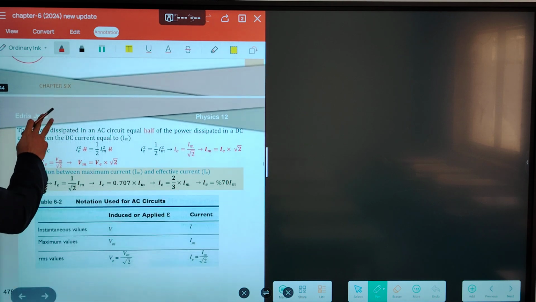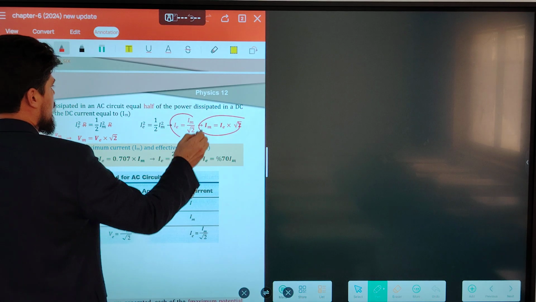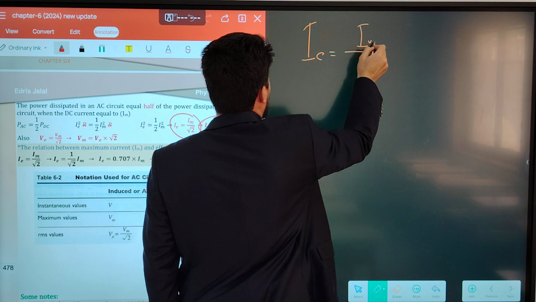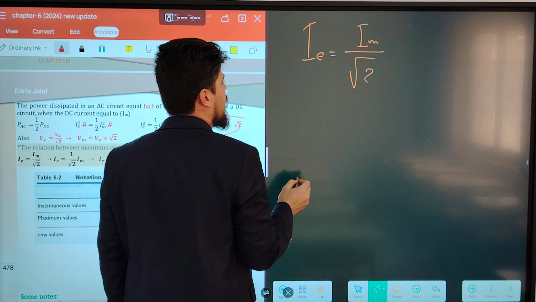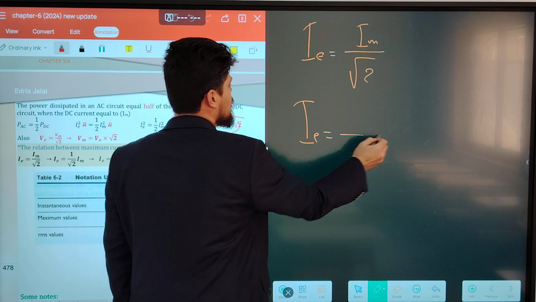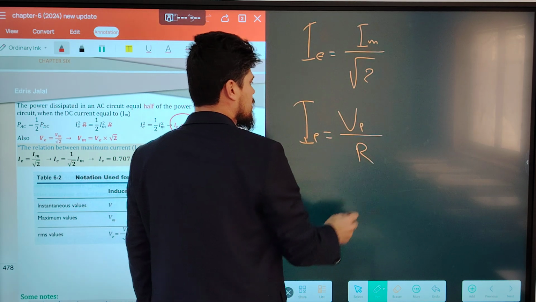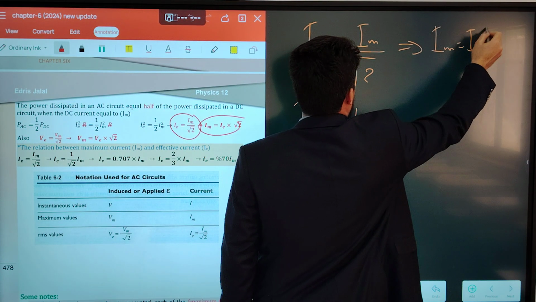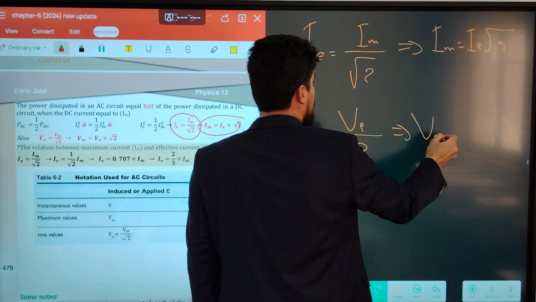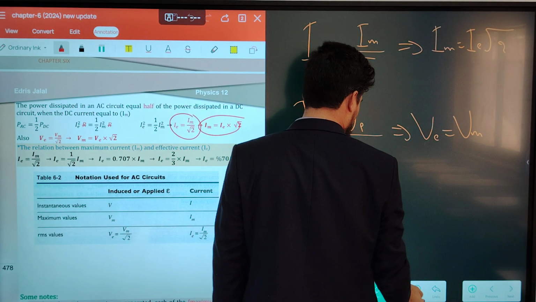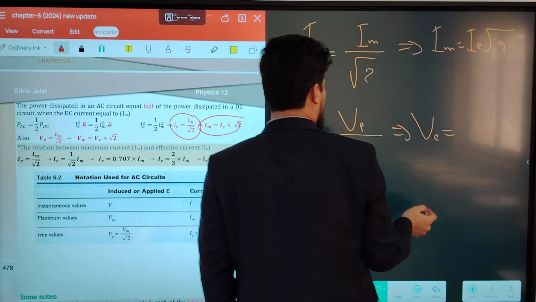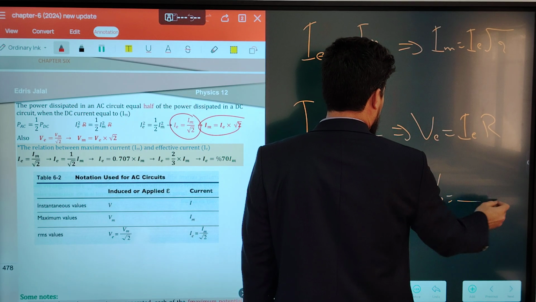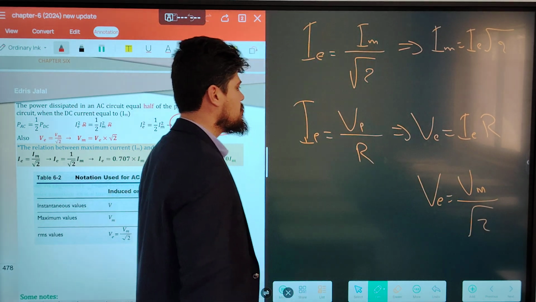We proved this equation, the equation of Im and IE. This equation is very important. IE is equal to Im over radical 2. Okay? And by using Ohm's law, you can also find IE, which is VE over R. Be careful. Okay? Im is equal to what? IE radical 2. VE is equal to IE R. VE is equal to Vm over radical 2. Okay?